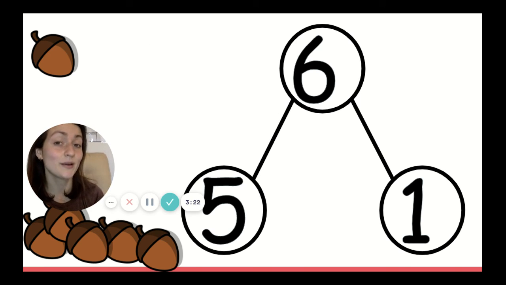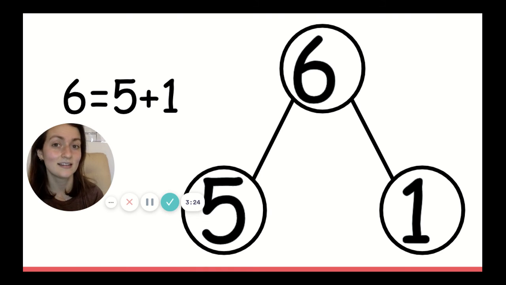Do you think there are other ways that you could break up the acorns? There are a lot of other ways. Okay? This is how we write our problem out. 6 is the same as 5 and 1. But it's just really important to remember that when you have a whole, you can break it up in so many different ways, just like we've been doing all year. And we're going to be doing that more and more when we go over different stories.